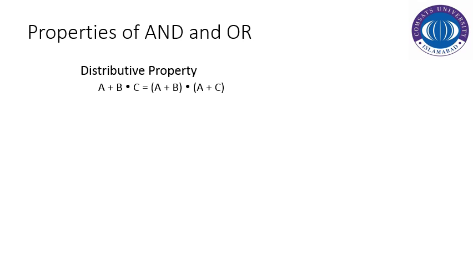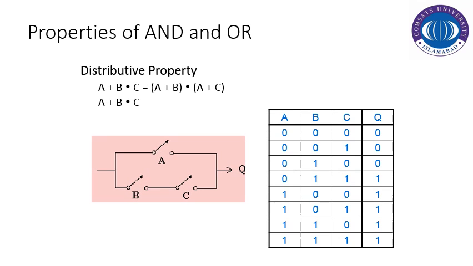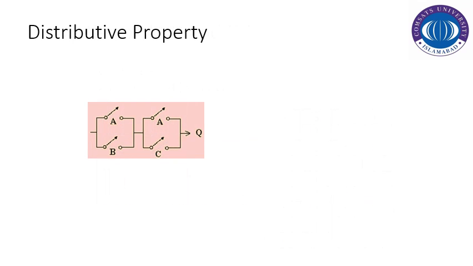Now coming to the distributive property basically. So the left hand side suggests that B is being ANDed with C and then the result is being ORed with A, that is basically equal to A or B then ANDed with A or C. Things are basically equal.